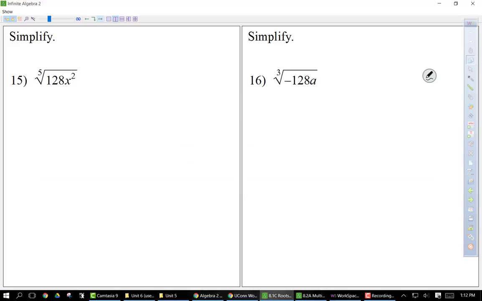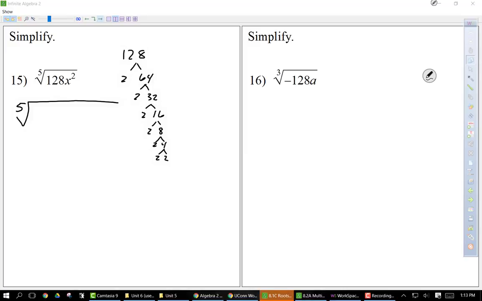Okay, with 15 here, let's go through 128. So we got 2 and 64, 2 and 32, 2 and 16, 2 and 8, 2 and 4, 2 and 2. Oof, that's a lot of 2's again. We've got a lot of 2's in these problems. So how many 2's do we have? Looks like 7 of them. So 1, 2, 3, 4, 5, 6, 7, x squared.